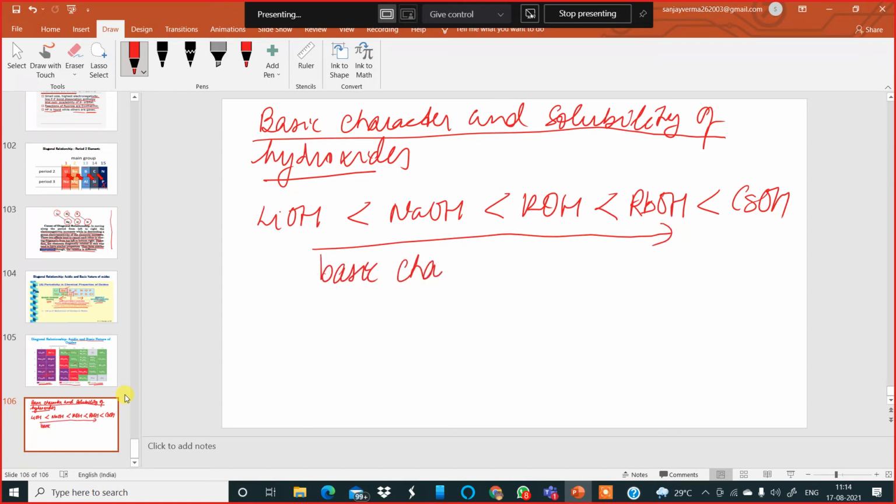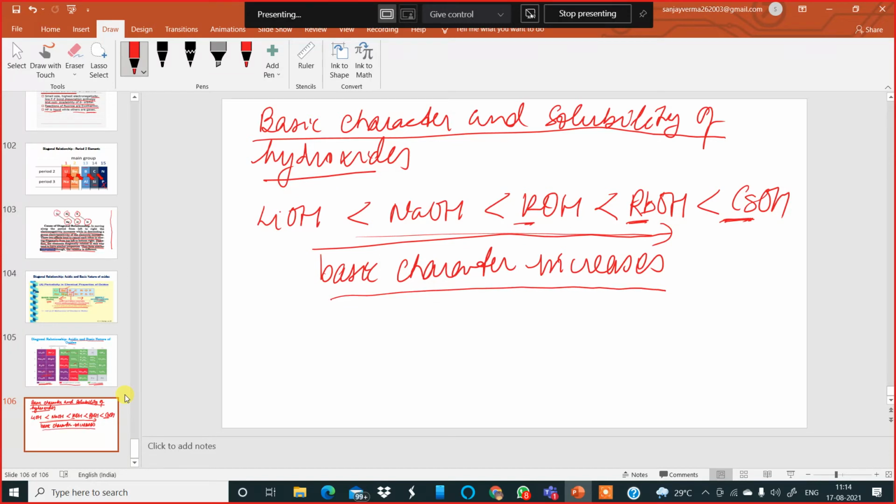Basic character increases. Remember this. Why does it increase? Because more metallic, more metallic, more metallic. The most metallic is cesium. So metallic character is increasing. That's why the basic character is also increasing.